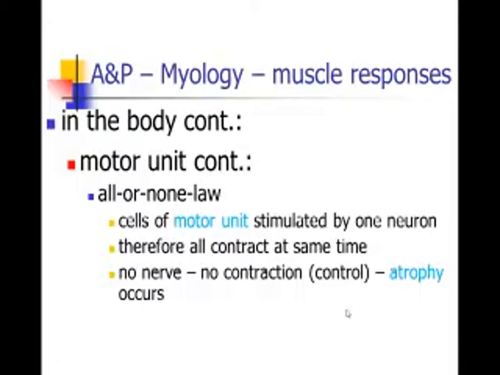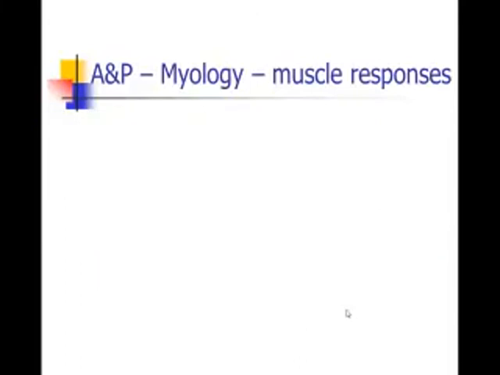If the muscle doesn't contract anymore, we get a condition called atrophy. And in atrophy, the mass of the muscle decreases. It starts to be replaced by connective tissue, the muscle cells, and then eventually it becomes fatty tissue.